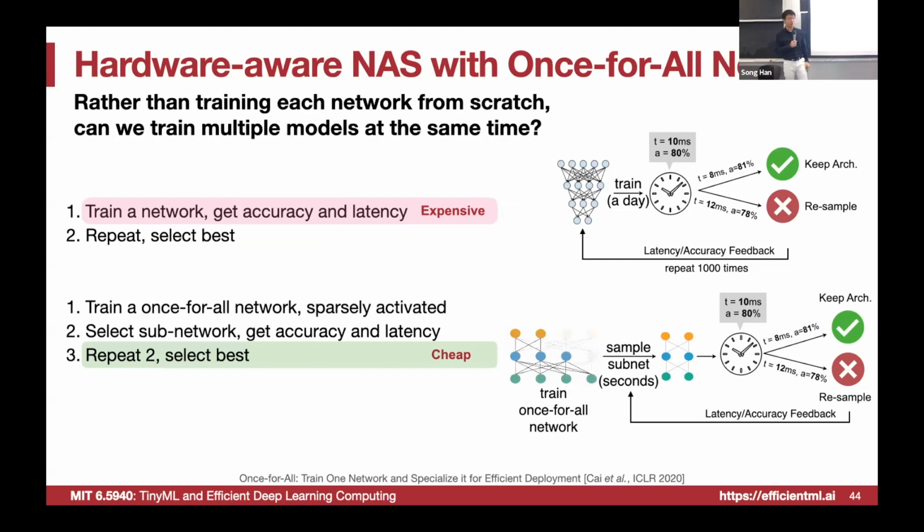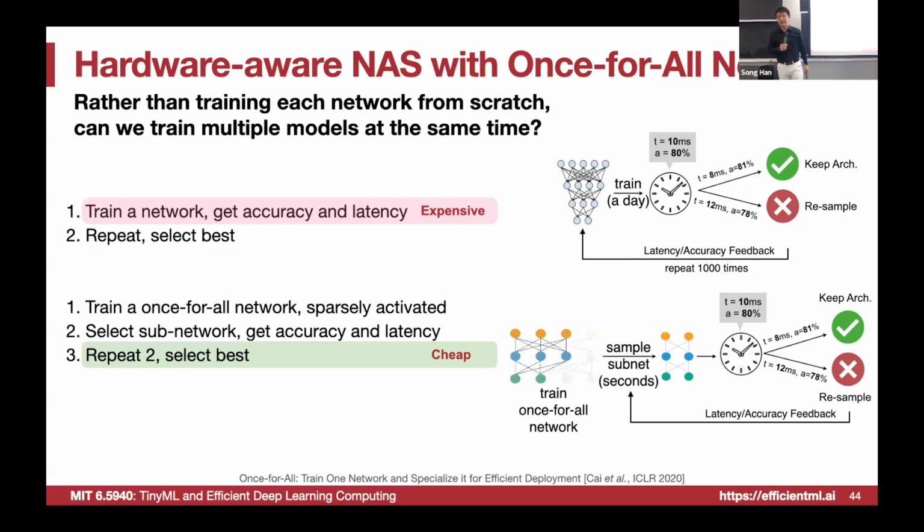So here is a proposed approach. Compared with the conventional approach, every time we have to train a network, get the accuracy and latency, okay, train for a day. If the accuracy and latency are satisfying, then we keep it. Otherwise, we have to resample again. We repeat this many, many times. Each time we require a long time to train.